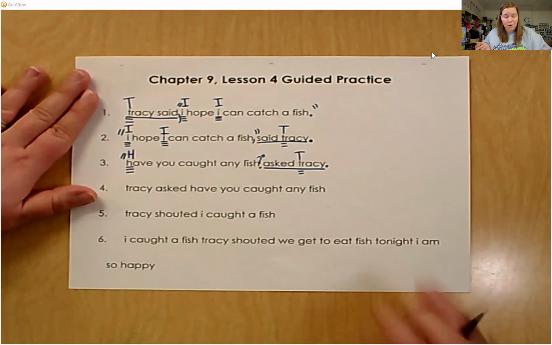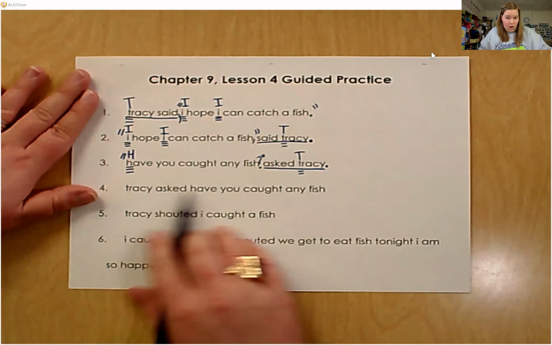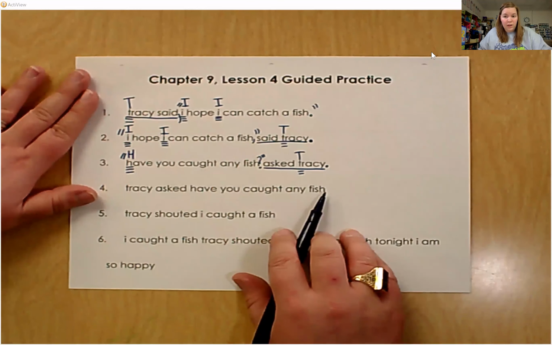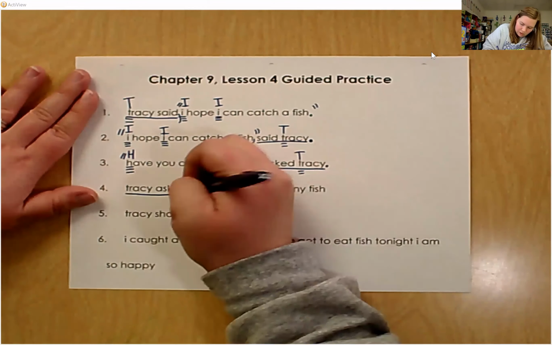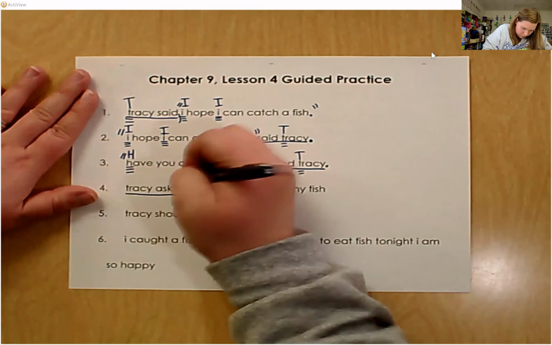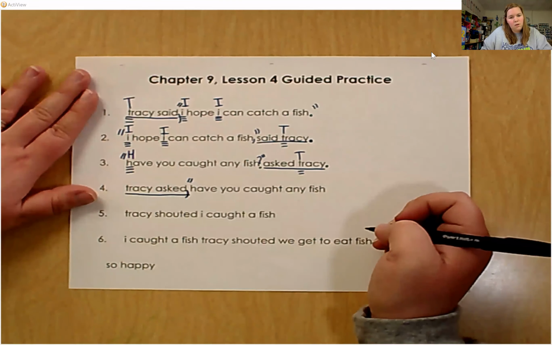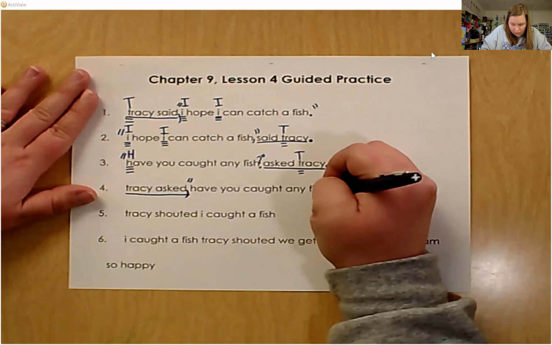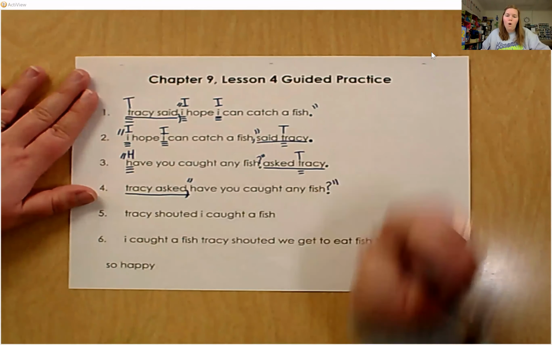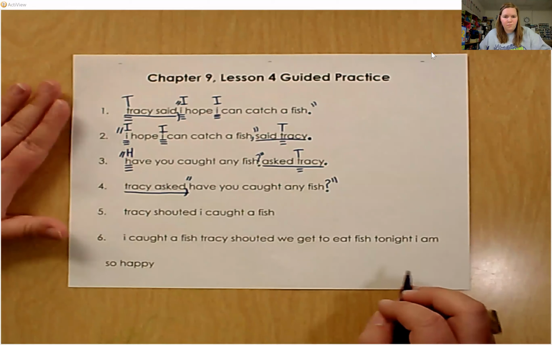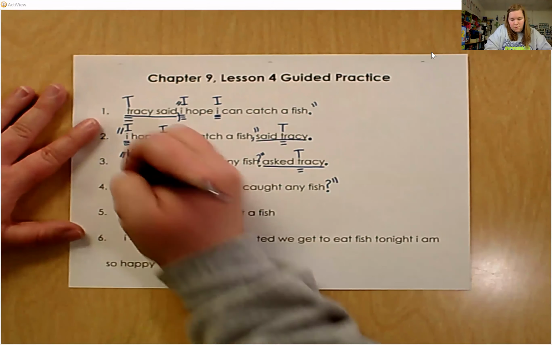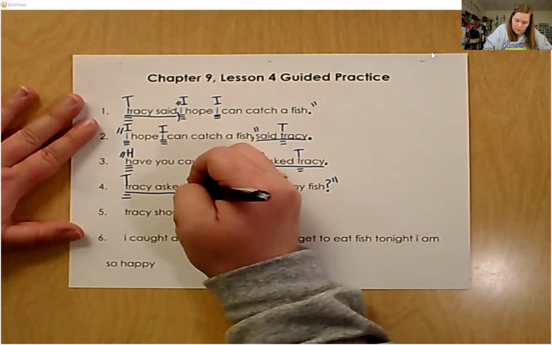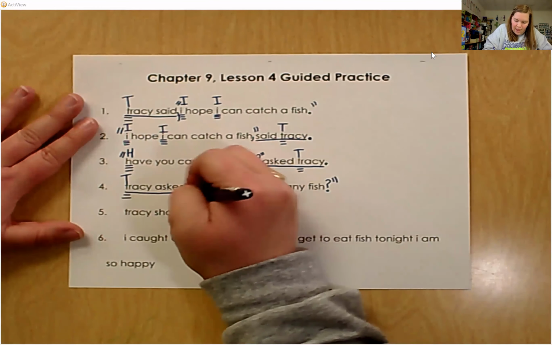All right, we're going to flip the order again. Tracy asked, "Have you caught any fish?" What are the explanatory words? Tracy asked. Go ahead and underline that. So we're going to put a comma, start the quote. The quote was a question, so we need to end with a question mark before the quotes. So let's find capital letters. Tracy asked, "Have you caught any fish?"